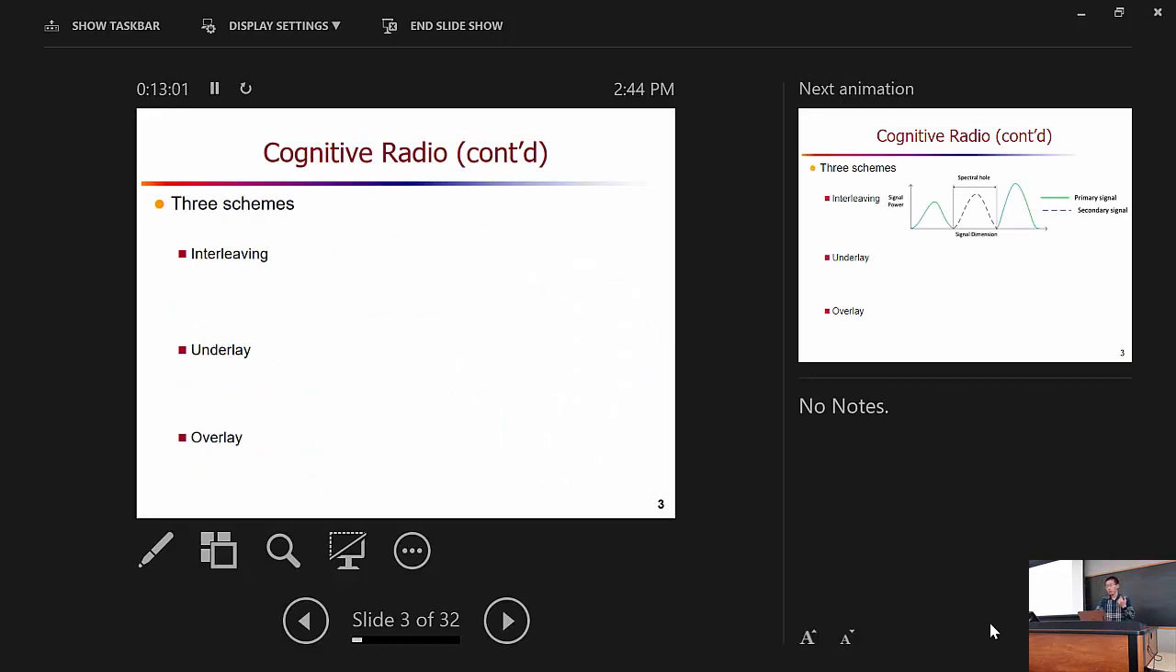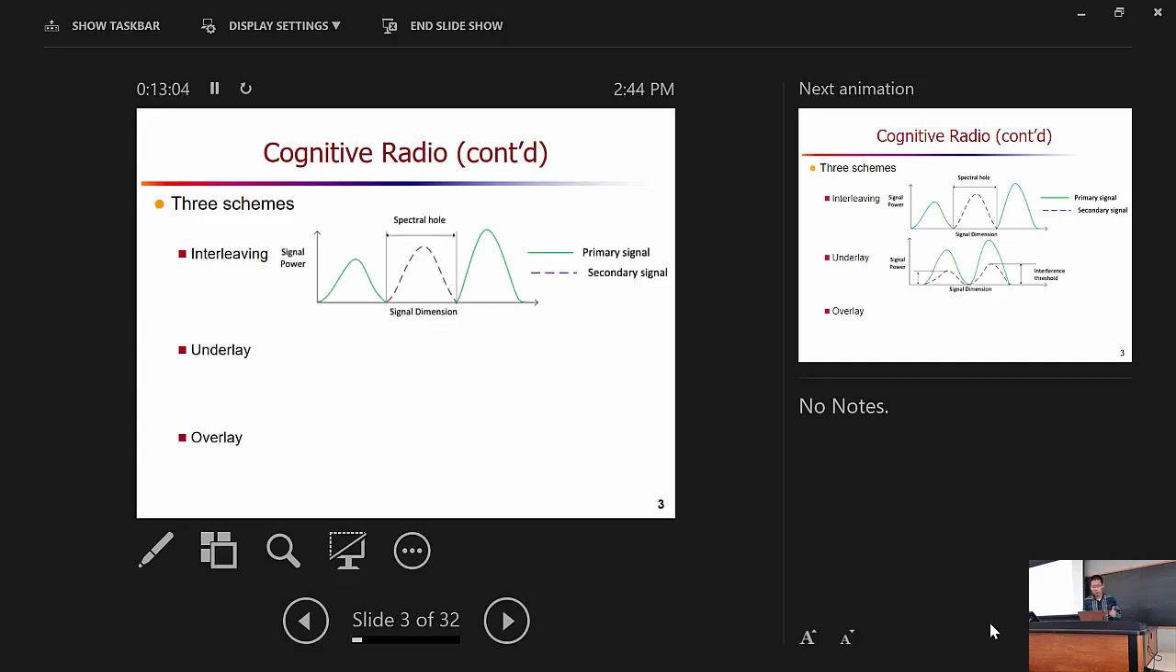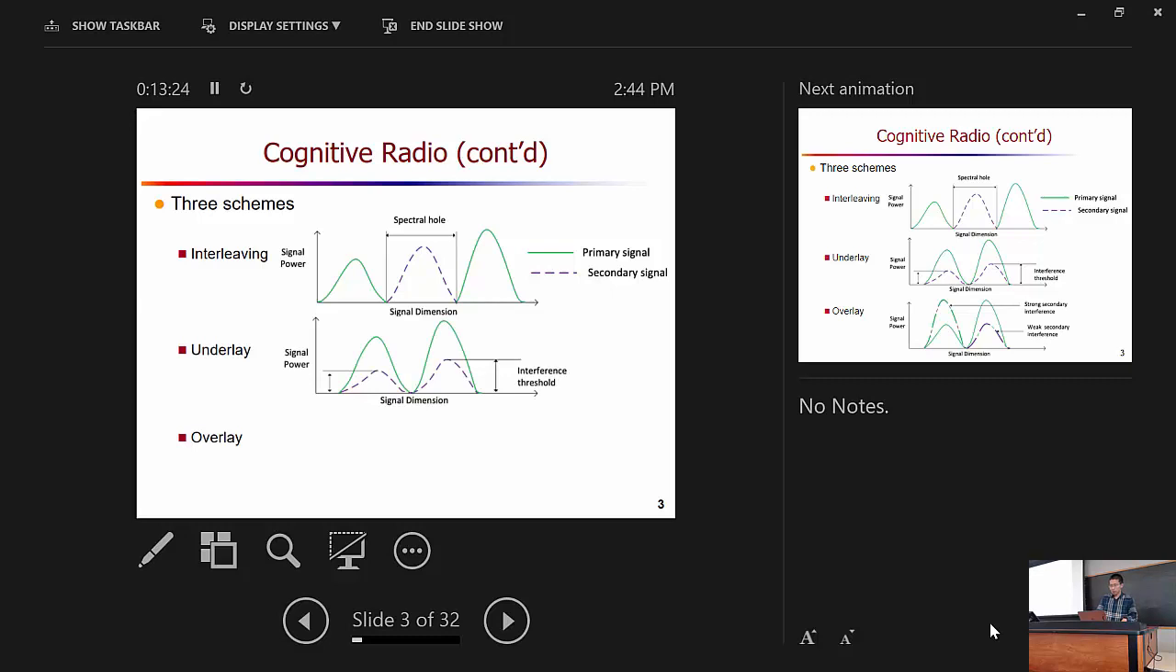There are actually three schemes regarding cognitive radio called interleave, underlay, and overlay. Basically, it is how these two sets of users share the spectrum. Let's use the green line as the primary signal and the purple line as the secondary signal. In interleave, there are some kind of spectral holes, when the primary user is idle and the spectrum is not occupied, and the secondary user knows, it will transmit. So you see, there's no interference on the spectrum blocks. For underlay, they can share the spectrum, as long as your secondary signal is below a threshold. At the primary side, let's look at noise, as long as your SNR is over.